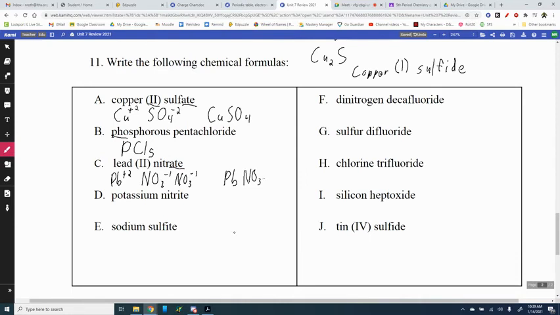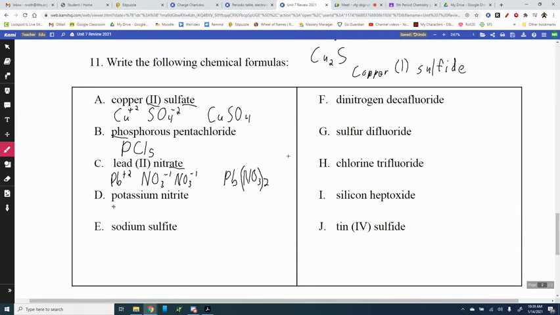We can't just write a 2 there, right? Because that makes it look like there's 32 oxygens, which obviously is wrong. We don't want 32 oxygens. We want 2 NO3s. So we just put that in parentheses, and now that 2 applies to everything inside the parentheses. Okay? All right, so next up is potassium nitrite.